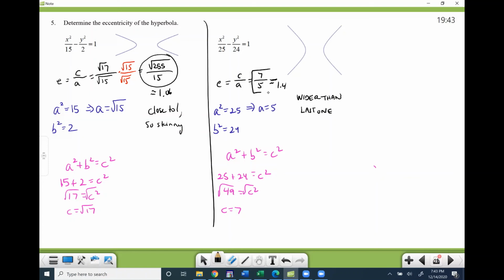Okay, this is the answer we want for the eccentricity. The last part is just us comparing. 1.4 is bigger than 1.06, so we should expect wider branches. All right. Any questions on that, you guys?